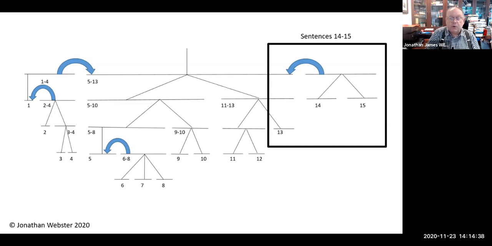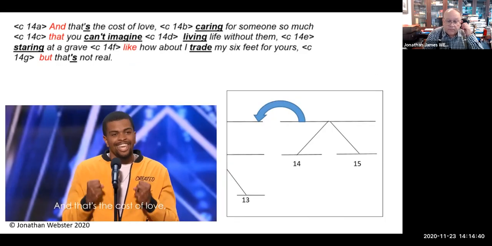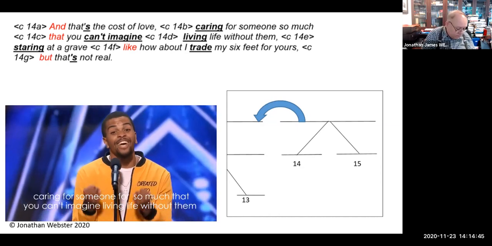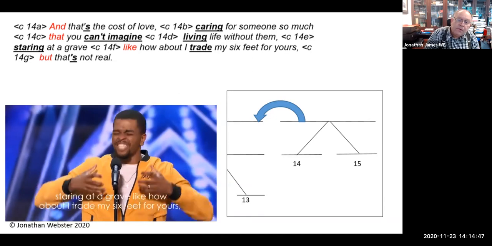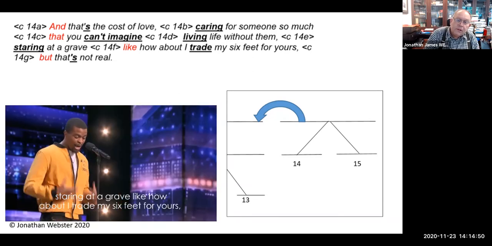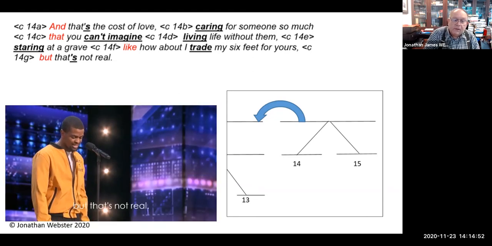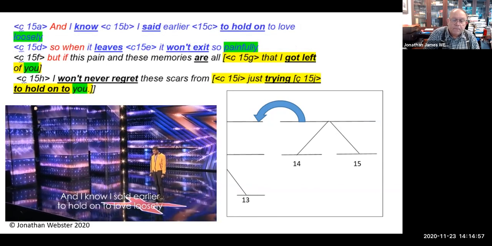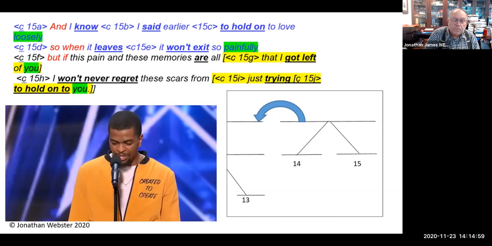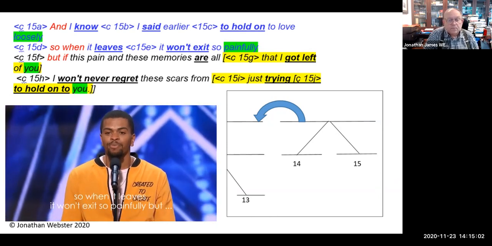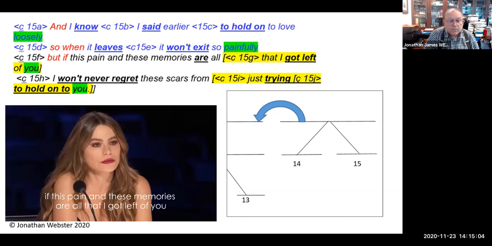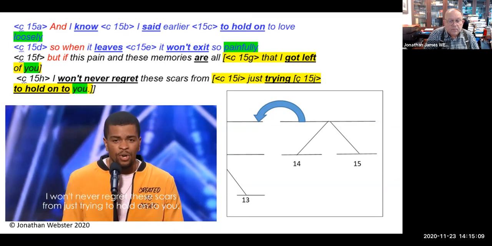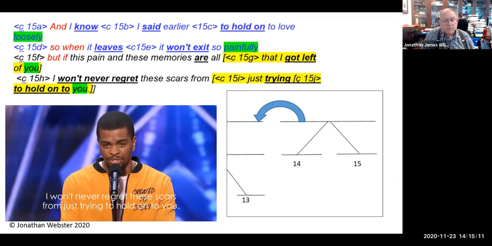And finally, sentences 14 and 15. And that's the cost of love. Caring for someone so much that you can't imagine living life without them. Staring at a grave like, how about I trade my 6 feet for yours, but that's not real. And I know I said earlier to hold on to love loosely, so when it leaves, it won't exit so painfully. But if this pain and these memories are all that I got left of you, I won't never regret these scars from just trying to hold on to you.